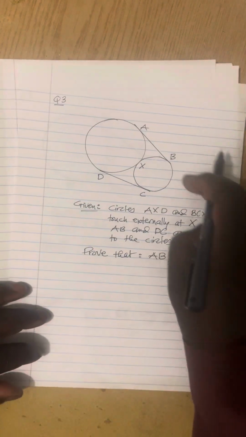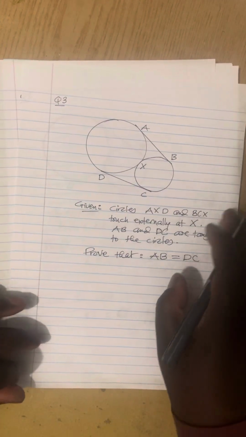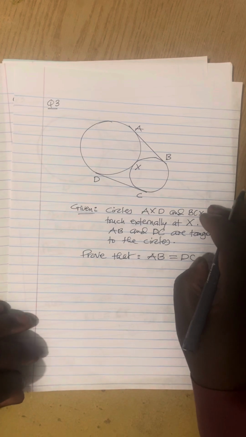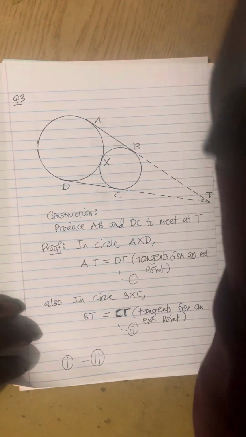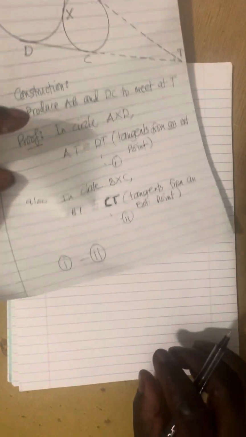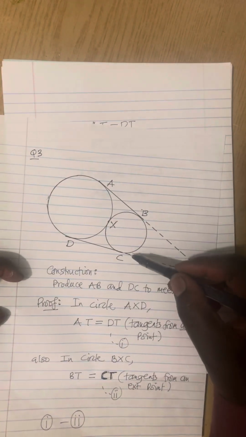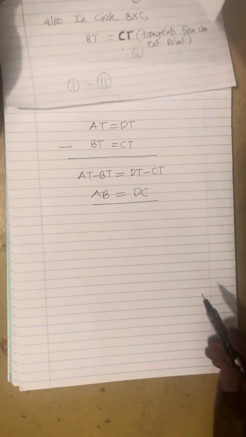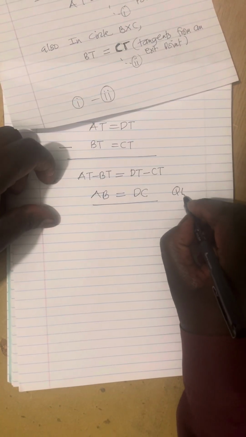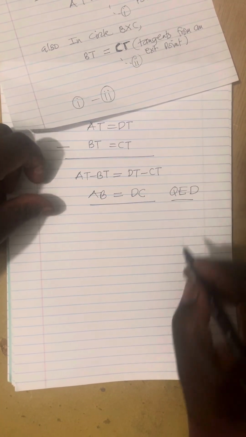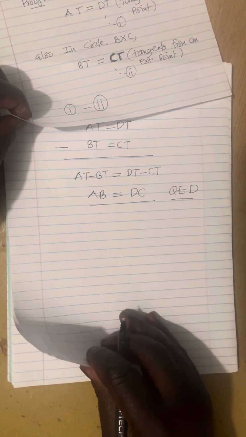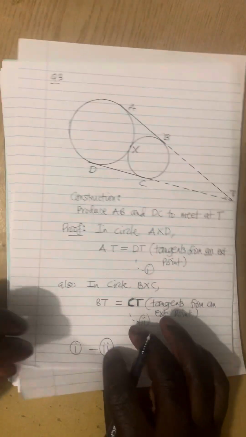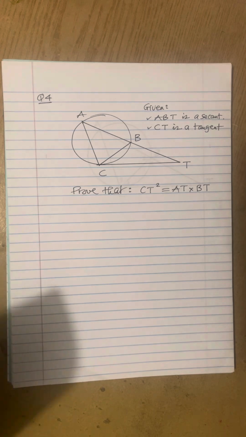So by extending these so that they meet somewhere here, at a common external point, we have been able to prove that it is true that AB is equal to DC there in our proof here. So we can say this is where question number 3 ends. I'm moving on to number 4, the last one for today. We're still doing proofs. Question number 4, the last one.